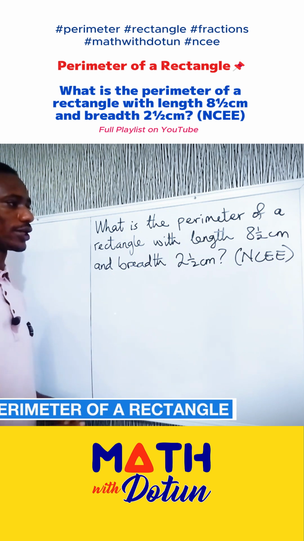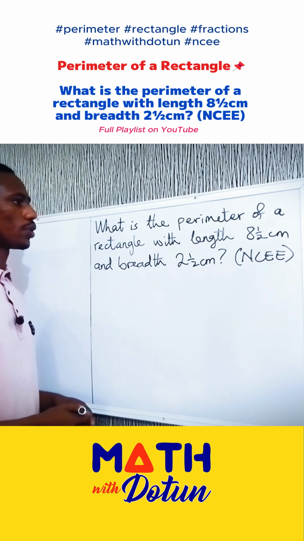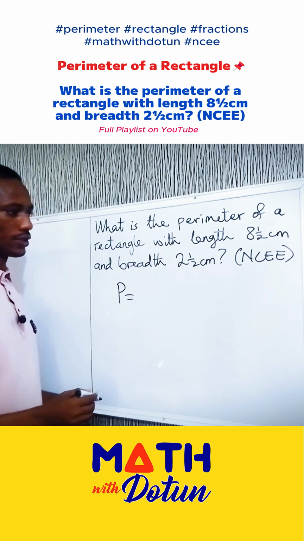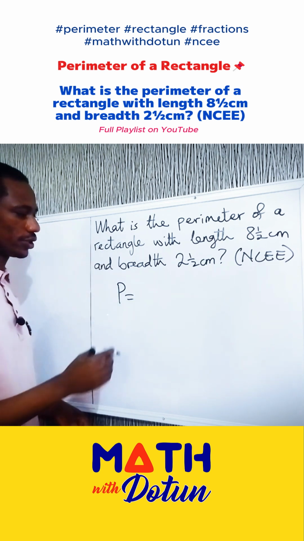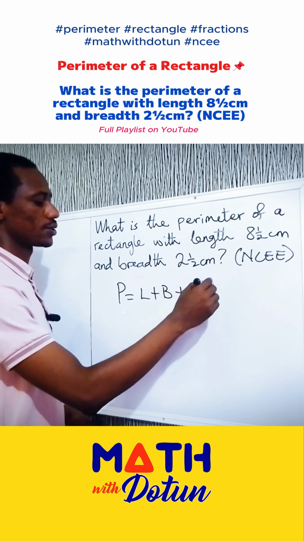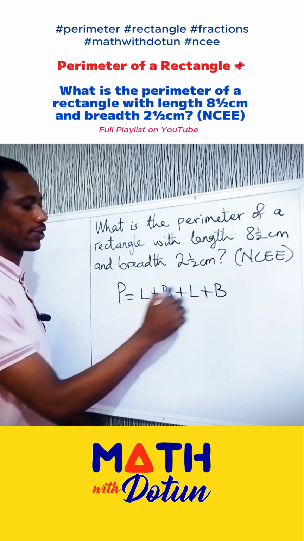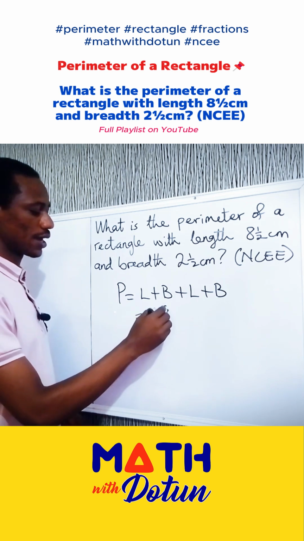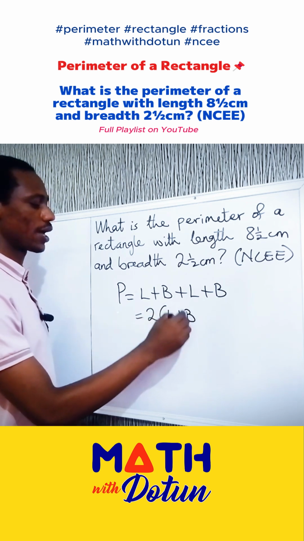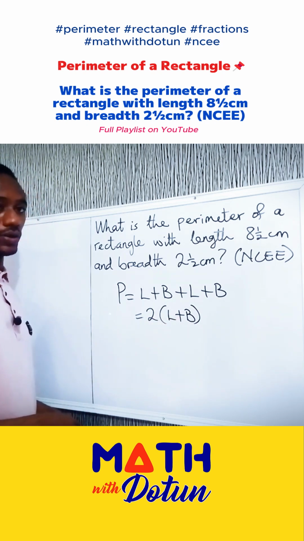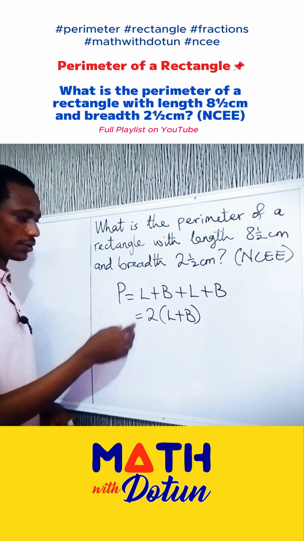All right, so we're given the length and the breadth in fractions. Okay, so let's see how to calculate that. To calculate the perimeter of a rectangle, remember, perimeter is the distance around the shape. That means we add the length plus the breadth plus the length plus the breadth. So that means we have 2 lengths and 2 breadths, and in summary we say it's 2 times the sum of the length and the breadth. That's the general formula, the simplified one.